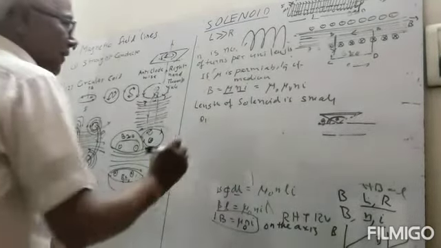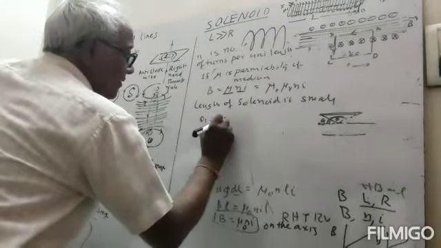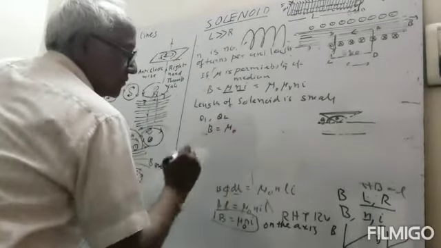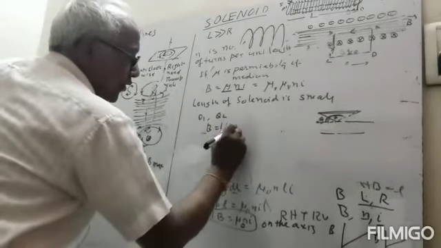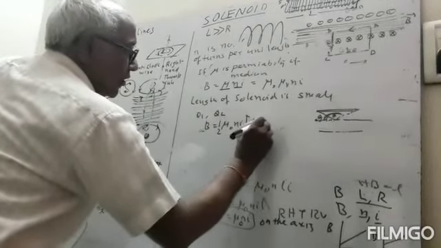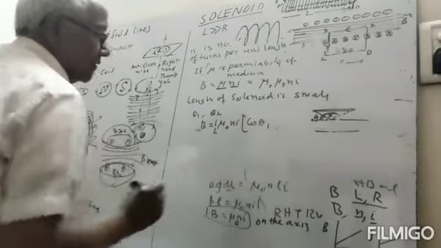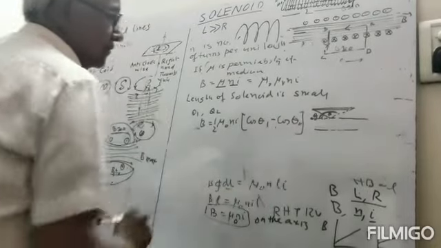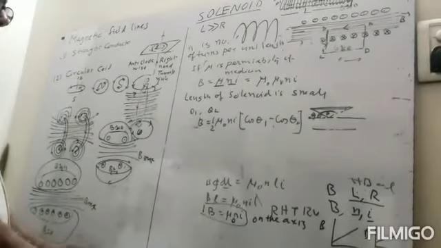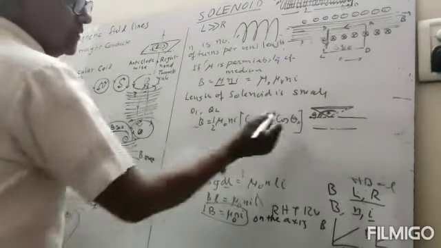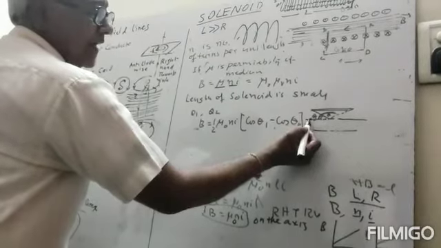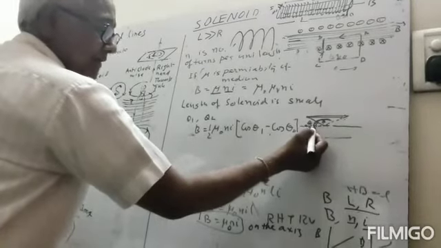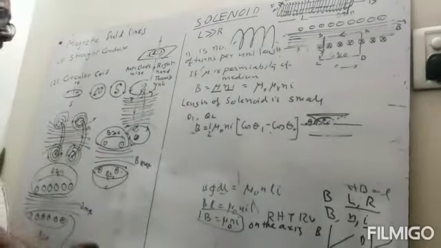So in this case, the magnetic field B will be equal to 1/2 mu 0 n I into cos theta 1 minus cos theta 2. This will be the magnetic field, where theta 1 is the angle subtended by this end with the axis from this side, and theta 2 is the angle subtended by the other end with the same direction.